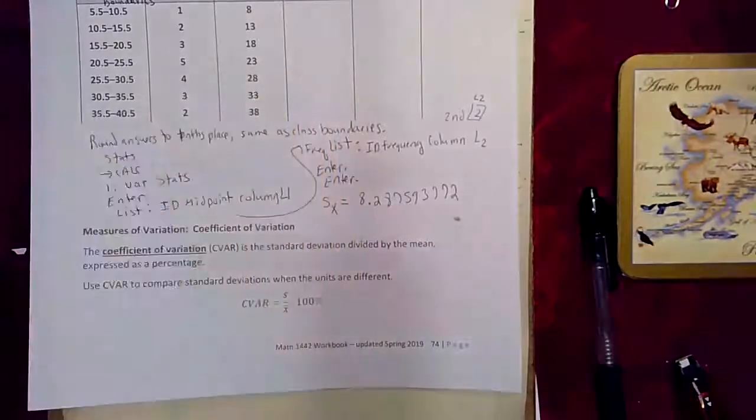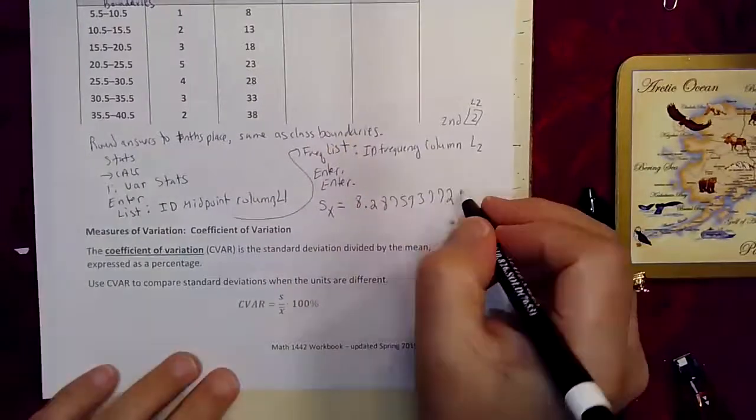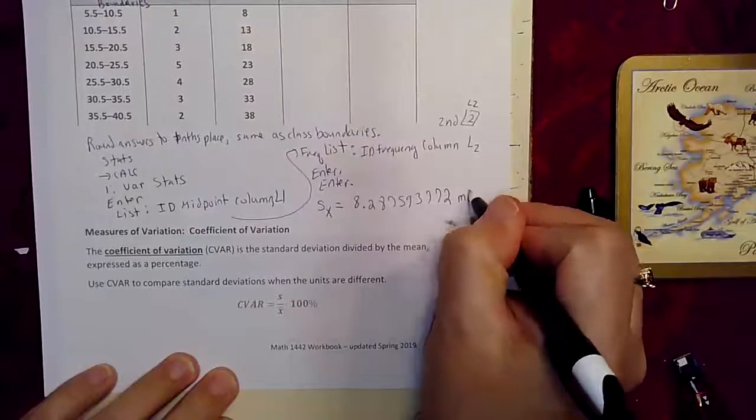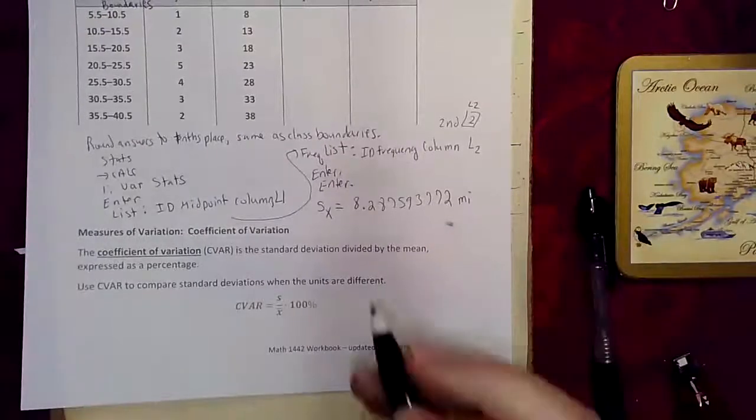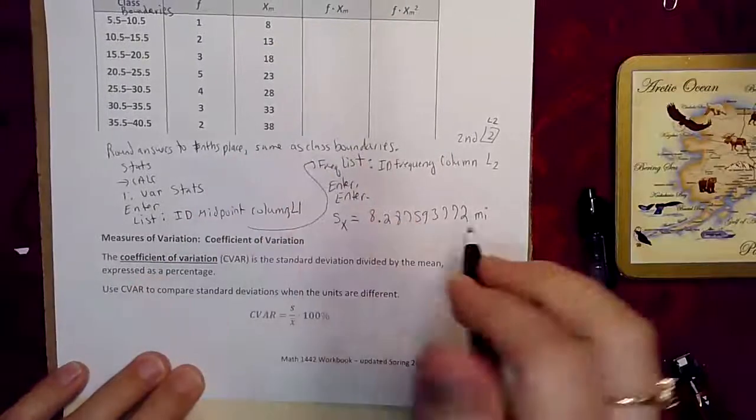This one doesn't have anything to check against, like it doesn't have a little answer key, but that would be fine. And then the units is miles. Then we're going to round to the tenths place. Remember we talked about rounding to the same value.